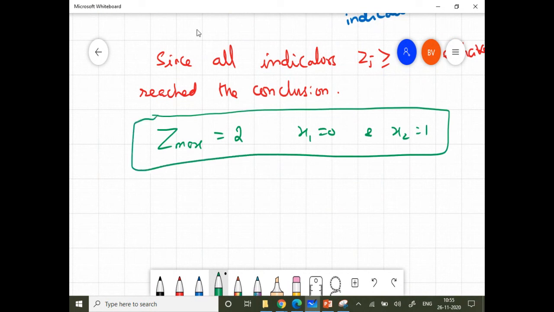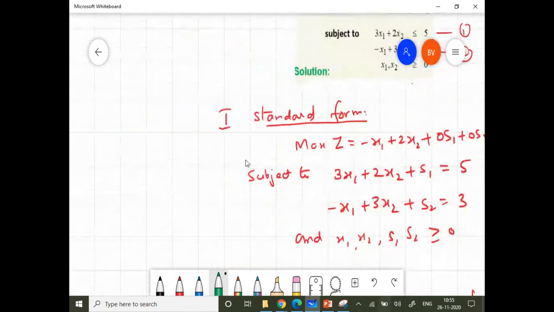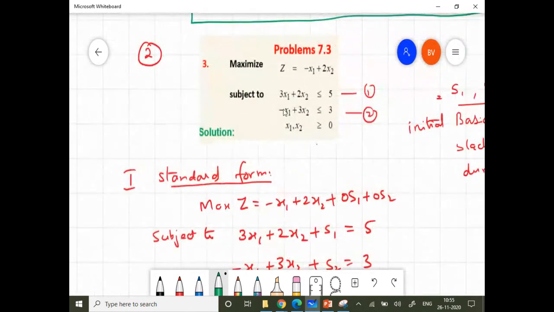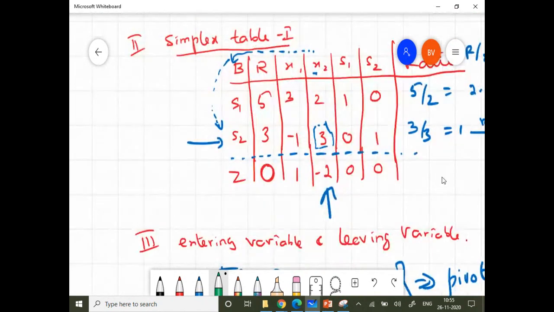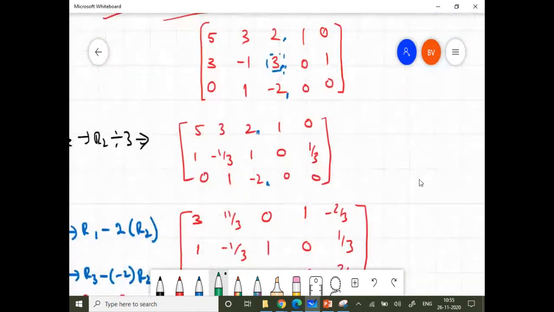Maximum. So go to the original objective function and check. X1 is 0, X2 is 1. X2 is 1 gives you Z is 2. So the answer is right. That's the end of this problem. And what's next?